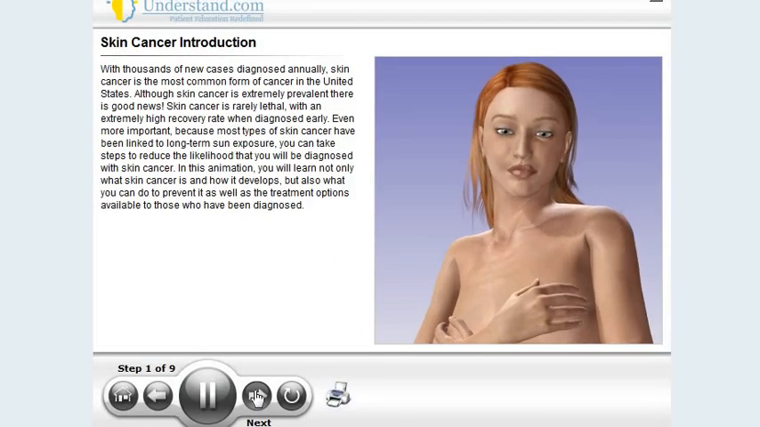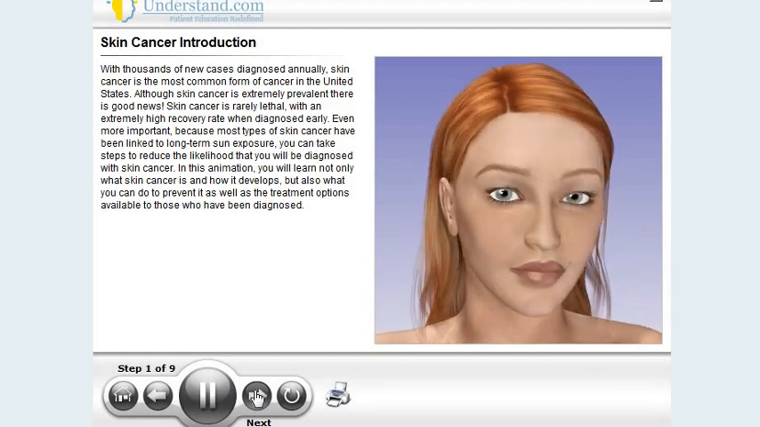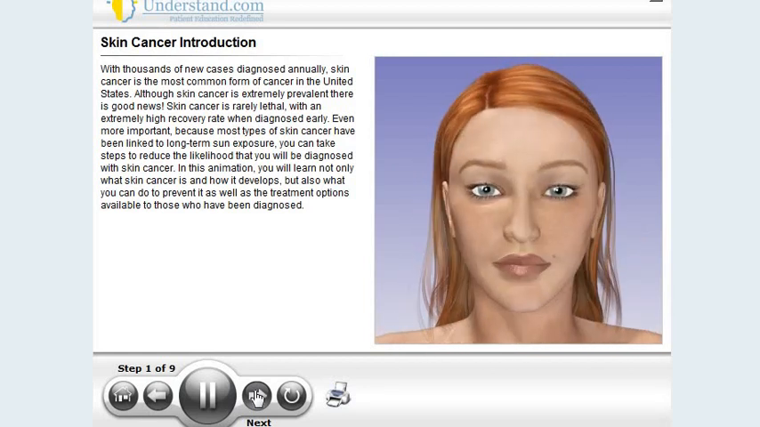With thousands of new cases diagnosed annually, skin cancer is the most common form of cancer in the United States. Although skin cancer is extremely prevalent, there is good news. Skin cancer is rarely lethal, with an extremely high recovery rate when diagnosed early.